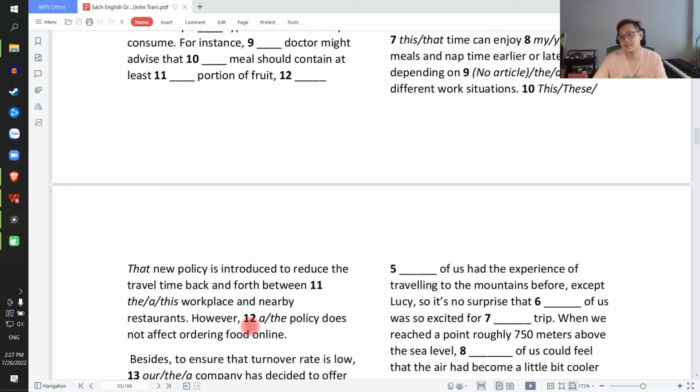Because workplace, there's an article of the before that. You have to understand. The workplace, the workload, the workplace. Mấy cái từ đó đều có the đằng trước cả các bạn. Lượng làm việc hay là the workplace, nơi làm việc, nó đều có the đằng trước đó. Back and forth between the workplace and nearby restaurants.